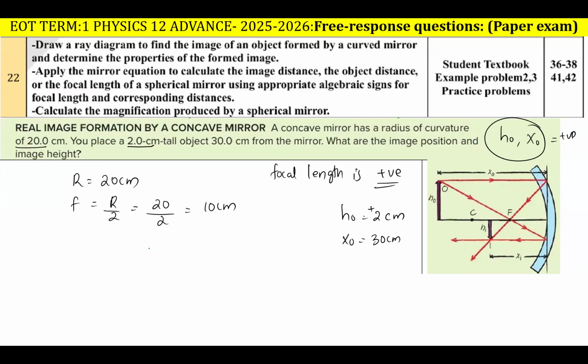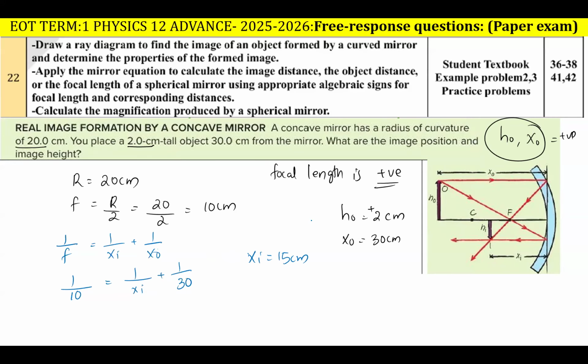All right, here we use the equation 1 by focal length is equal to 1 by xi plus 1 by xo. The focal length is positive, and that is 10 centimeter. So 1 by 10 equals 1 by xi plus 1 by 30. You can solve this by using your calculator. You get the value of xi is plus 15. Xi is equal to 15 centimeter.